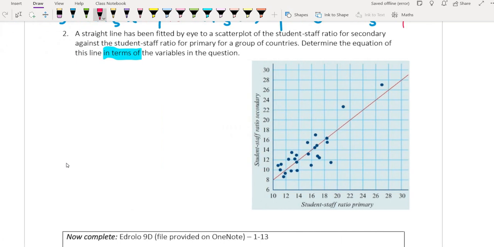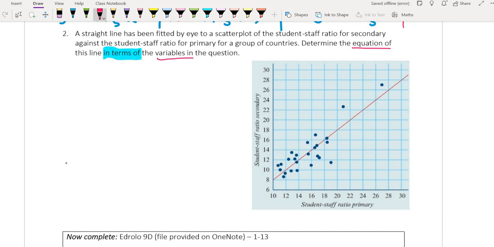Alright, this next equation looks at student staff ratio for secondary schools and primary schools on this side. And it's asked to find the equation in terms of the variables in the question. So the variables in this question are these two. These two are the variables, x and y. And we're asked to find the equation for it. Now, to find the equation of this linear line, we need 2 points that are on the graph.